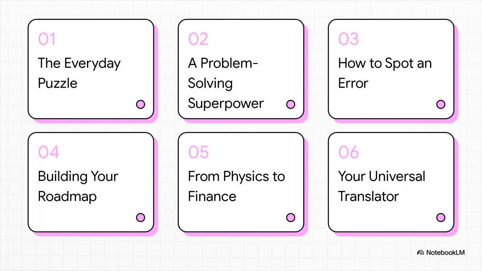We'll start by uncovering a problem-solving superpower. Then I'll show you how to use it to spot mistakes instantly. After that, we'll build that step-by-step roadmap, and you'll see how this one tool works everywhere, from physics to finance, turning you into a kind of universal translator for problems.